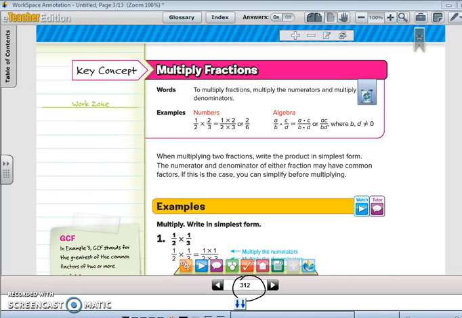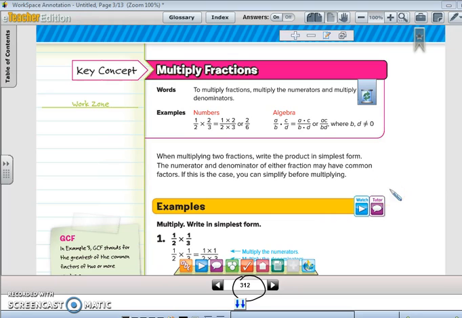Today we're going to be talking about multiplying fractions. You will need out a piece of scratch paper. You can get out your math book, but it's not required since I will be showing you all of the pages. And if you do want to follow along in your math book, it's page 312. So go ahead and pause this video, get out scratch paper, and make sure that you're ready to take notes, and then you can unpause when you're ready.